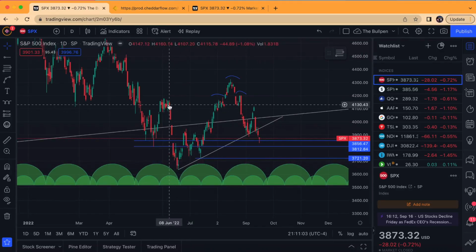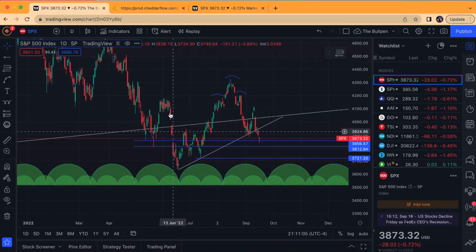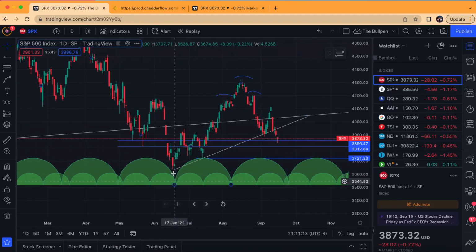So for example, right here back in June, we had a big downward trend, clearly a bearish trend, right into June 17th. You can see here, we are right in the middle of my green circles. So you may think, okay, cool, you could have just started it right here, right?